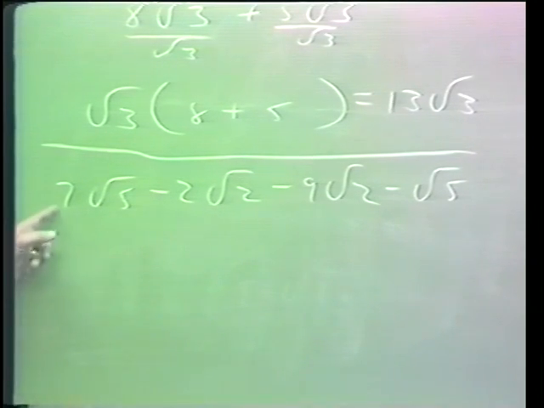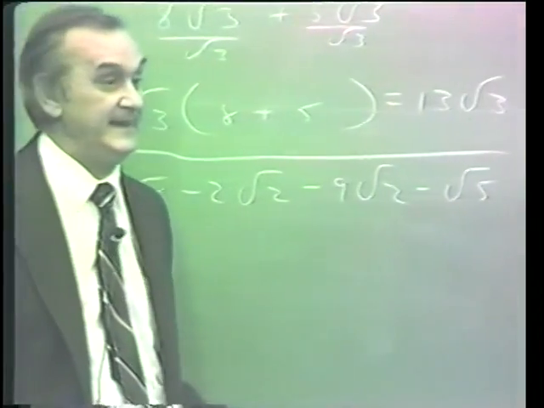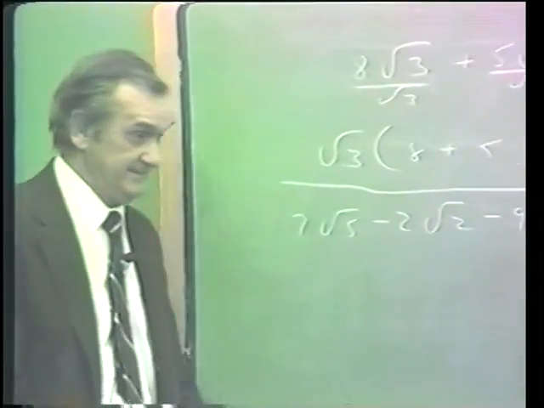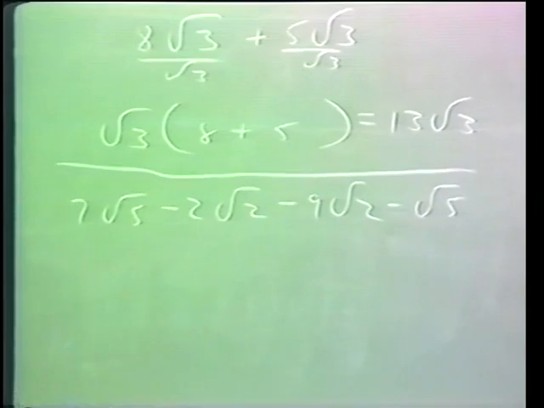Now, if I would have written this problem as 7x minus 2y minus 9y minus x, no one in the class would have missed it. But now instead of x's and y's, I have square roots. So everyone thinks it's an entirely different ballgame. But it's exactly the same. The only things we can add are those terms that have the same label. Then we add their coefficients.